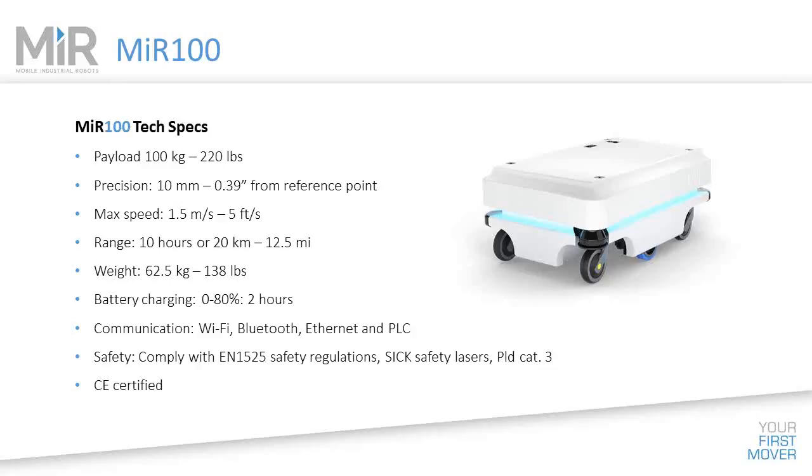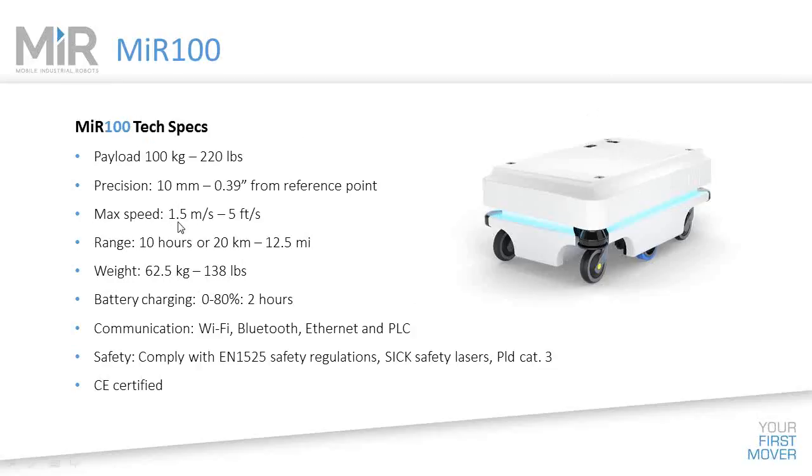So you can see the MiR 100, the payload is 100 kilograms, 220 pounds. That'd be vertically down on top of it. So this is a platform that you can use to attach whatever you'd like to it. It could be a shelf system. It could be a rack or a tool box on top of this that's locked. It could be anything on top of it. We'll talk about the hook and towing capabilities here in a minute.